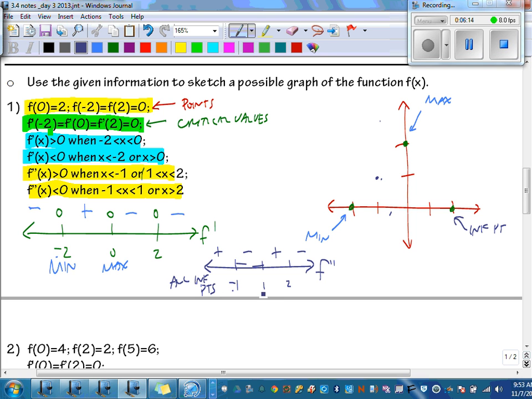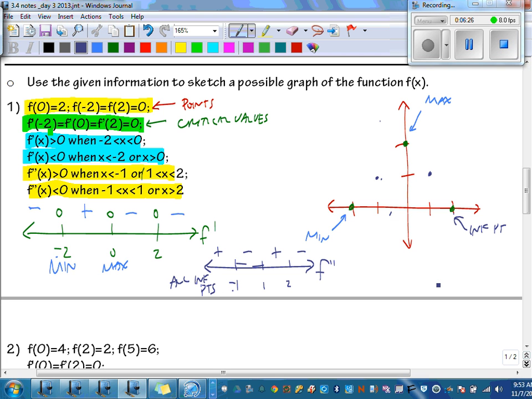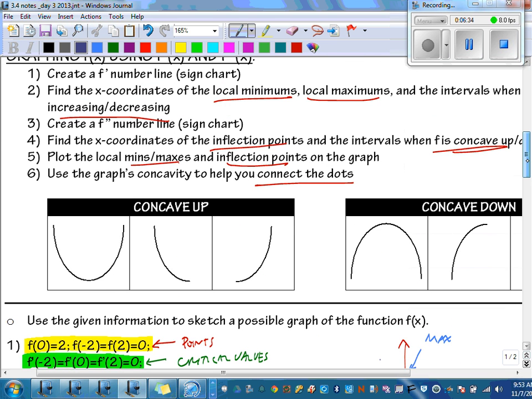Then at x equals 1, we're going to have another inflection point. Same thing. We have a max here. We have an inflection point. It cannot be above the max or below the inflection point. It has to be somewhere in between. So I'm just going to put it right in the middle. And so now we've gotten through the first 5 steps of this process. Last step, we're going to use the graph's concavity to connect the dots.